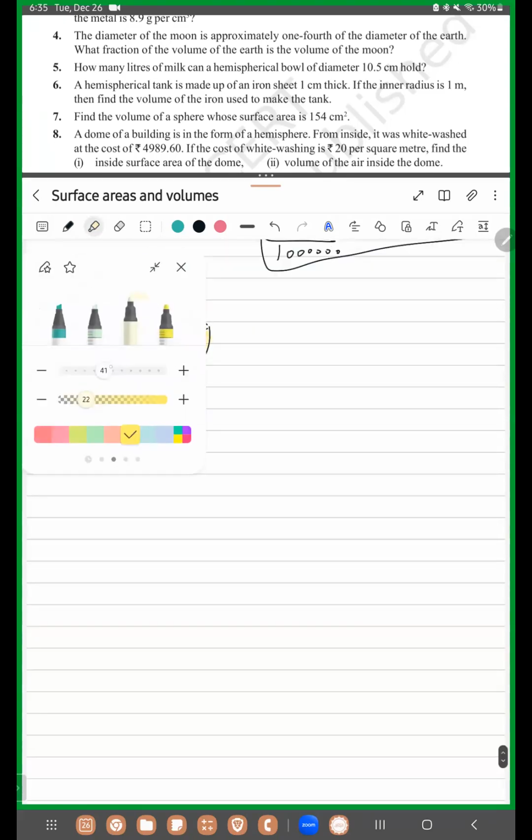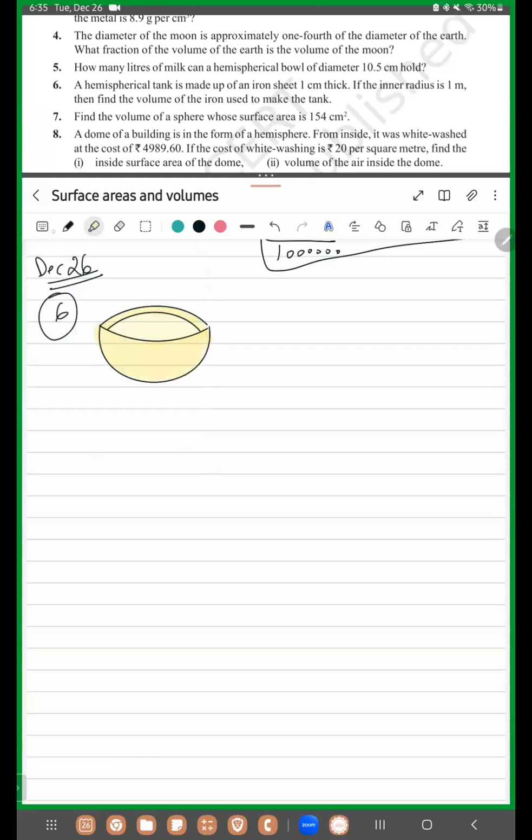Did you understand the question? Yes, ma'am. Okay. So in this case, it is a hemispherical tank, and that tank is made up of iron. Now, if you think about it, maybe even in geography, you might be learning that metals are used to make certain products, right? Like for example, there's a particular ratio of different types of metals that make steel.